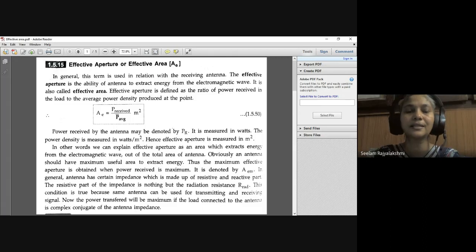In general, an antenna has a certain impedance which is made up of a resistive part and a reactive part. The resistive part of the impedance is the radiation resistance, which is represented with R rad. This is true because the same antenna can be used for transmitting or receiving signals. Power transferred will be maximum if the load connected to the antenna is the complex conjugate of the antenna impedance.